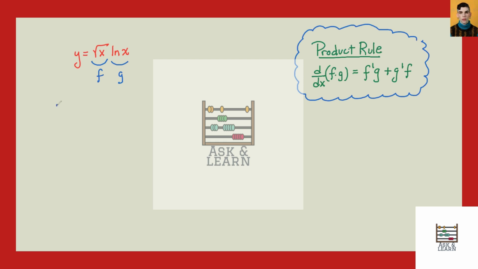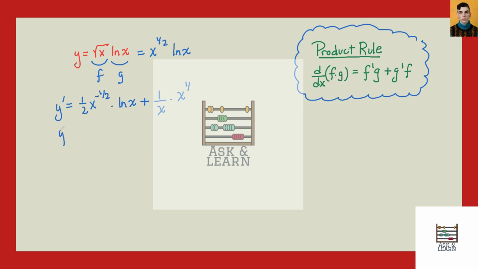So let's go ahead and solve then for y prime. Y prime is the derivative of f. Let's go ahead and rewrite root x as x to the 1/2 so that we can do power rule. Okay, so our derivative then is the derivative of f, so 1/2 x to the minus 1/2, that is by power rule. Then we multiply by g, which is ln of x. Next we add, take the derivative of g, and the derivative of ln of x is just 1/x. And we still multiply by x to the 1/2 because that is our f.